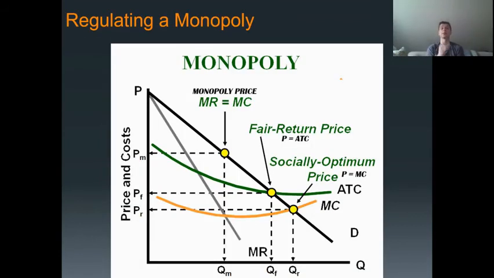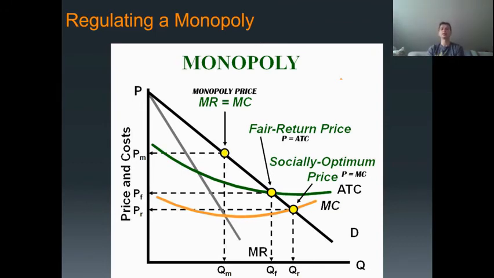Now, what do you do with a monopoly? Well, you could regulate it. So you either break it up, have the government run it, or regulate it in many cases. So for a natural monopoly, one that has to exist due to economies of scale, high startup costs, in other words, you want to regulate a monopoly.